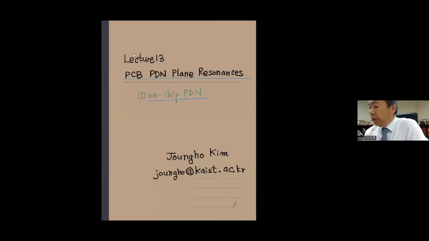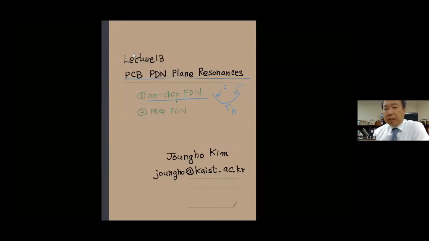When I was talking about on-chip PDN designs, we were talking about how to create on-chip capacitance, how to control the resistance of the PDN network inside the chip, and what would be the ultimate loop inductance of the power delivery network inside the chip. Also, a couple of weeks ago, we were talking about package level PDN. It may have certain resonances due to the serial decoupling capacitor resonances and parallel decoupling capacitor resonances. Also, I was telling you that it may have certain inductance at the end.